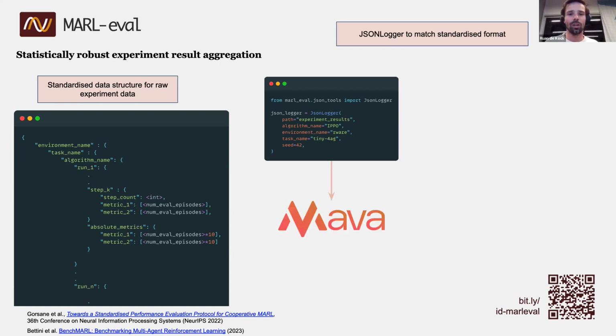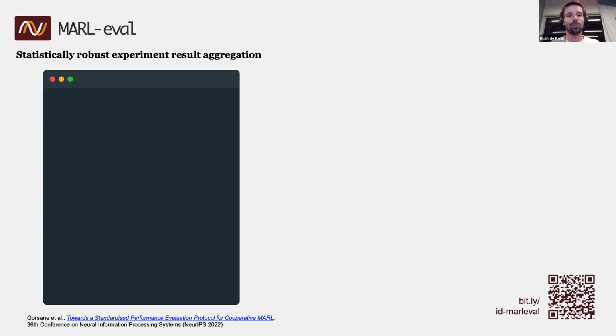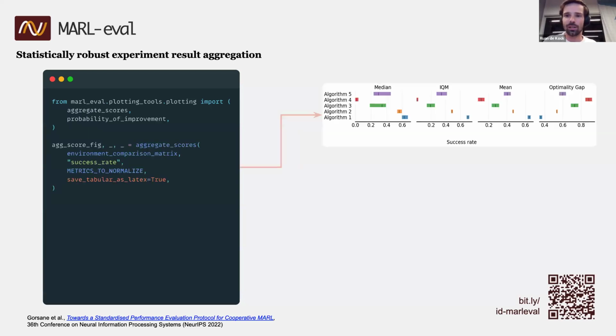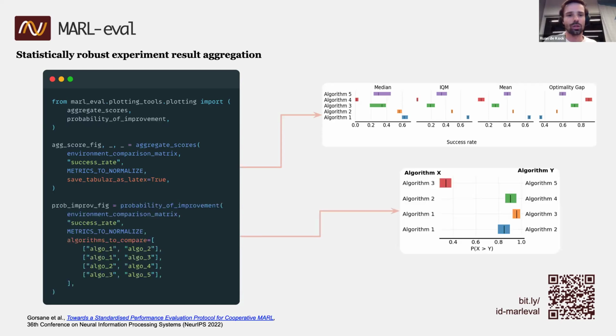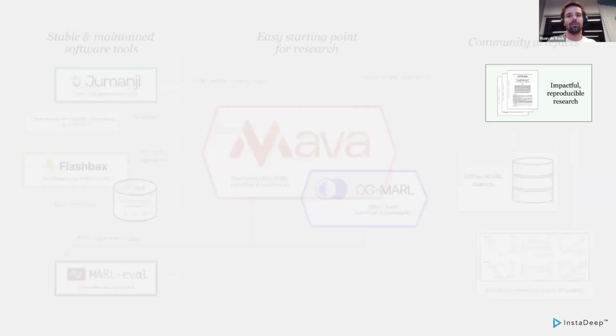So as an example here, we're using this JSON logger, we're plugging it into Mava, and it's producing exactly the format of data that we want, so that we can carry on and use these MARL-Eval tools, which simply means you process your data with some functions and utilities that we offer. And once this data is processed, you can really easily produce these probability of improvement scores, or as an example here, also these aggregated score plots. And so this is where MARL-Eval fits into this entire ecosystem, where it can use this experiment data that's generated by the algorithms in Mava and OG-MARL, and it can produce these statistically robust benchmarks and baselines, which we can trust. And as a community, we can push the field forward together.